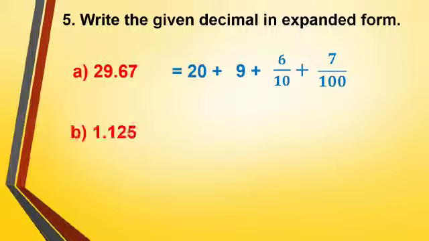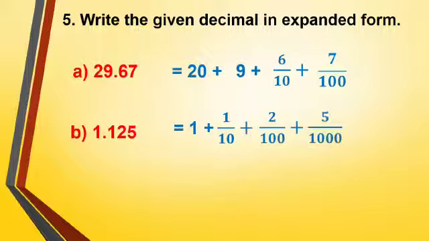The B part: 1.125 is the given number. Here 1 is at ones place, so it is equal to 1. After decimal, 1 is at tens place, so it is equal to 1 by 10. 2 is at hundreds place, so it is equal to 2 by 100. And 5 is at thousands place, so it is equal to 5 by 1000. Hence, the expanded form of 1.125 is equal to 1 plus 1 by 10 plus 2 by 100 plus 5 by 1000.